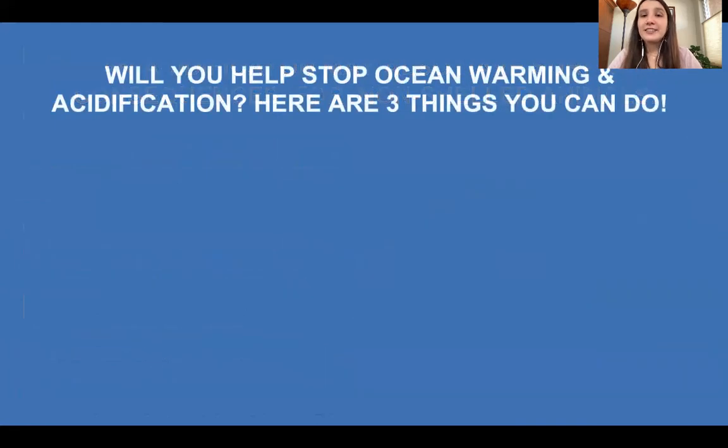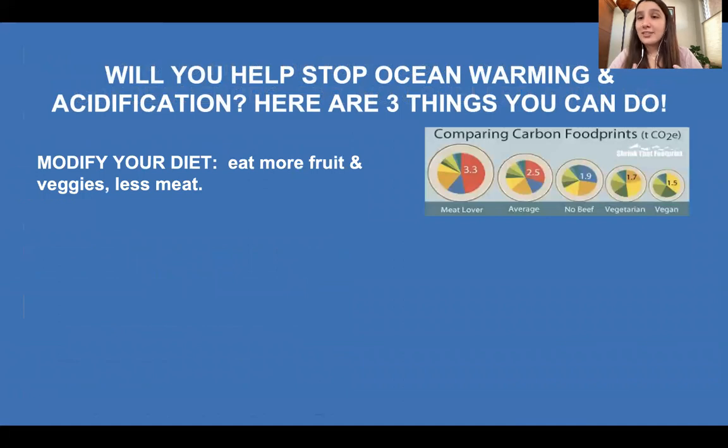So what are some of the things that you can do to help stop ocean acidification or to help stop ocean warming, as you learned last week? The first, and one that's quite popular to talk about, is modifying your own personal diet. So try to eat more fruits and veggies and less meat. We know that meat, on average, takes many more emissions per kilogram of product than, for example, vegetarian products, fruits, veggies, etc.